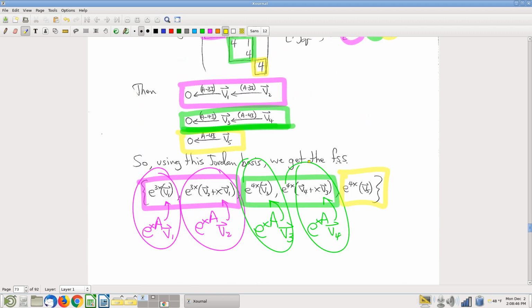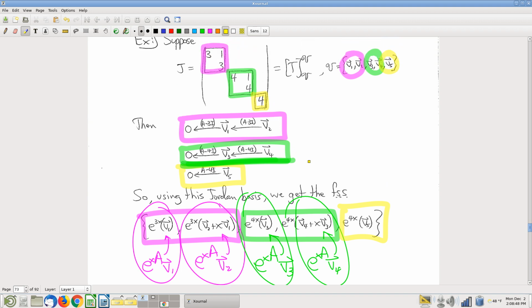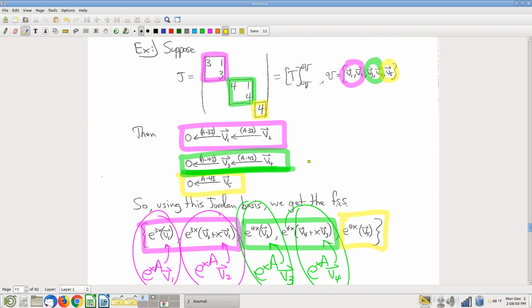So I guess one last quick pause for questions before we go on to the next section. Everybody feeling pretty good about these matrix exponentials?